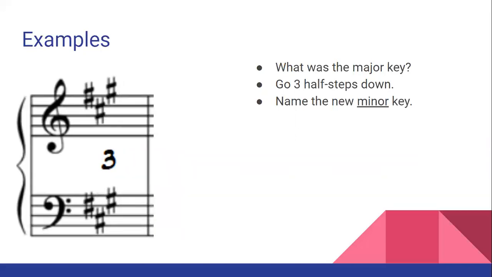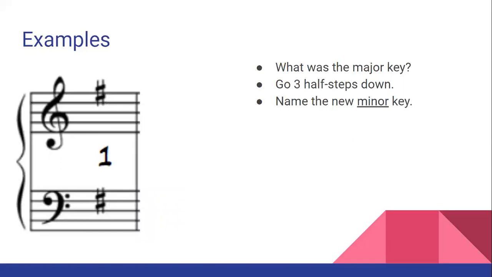What is the major key here? Well, the last sharp is G sharp. What's a half step up from G sharp? So A major is this key. So go 3 half steps down to get the relative minor. F sharp minor.